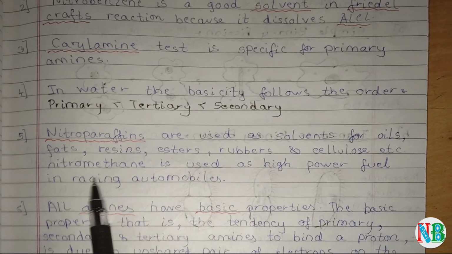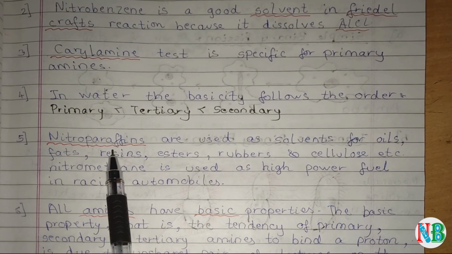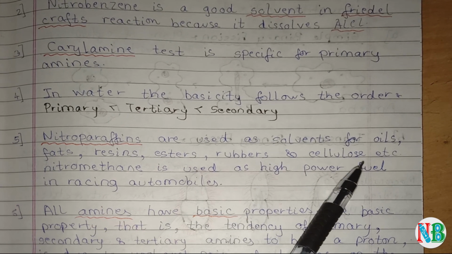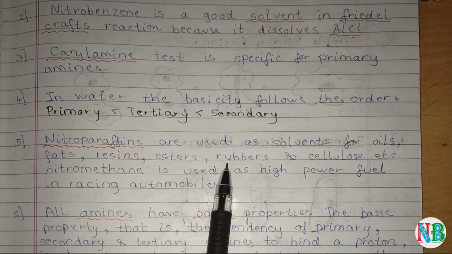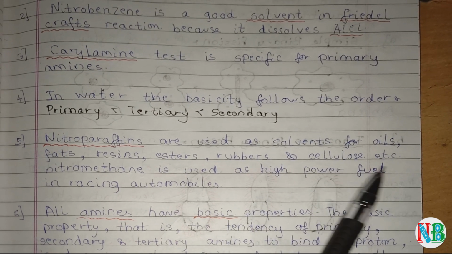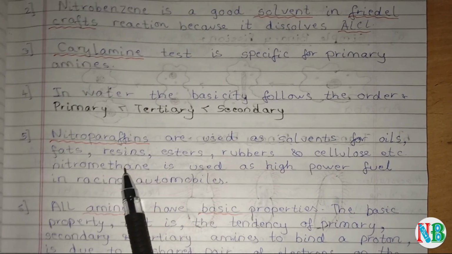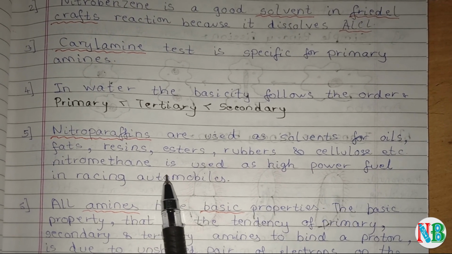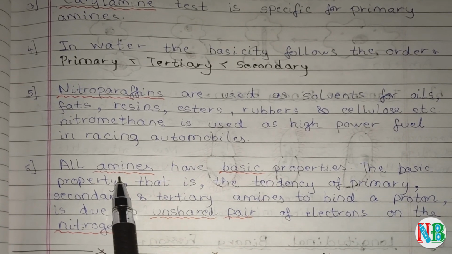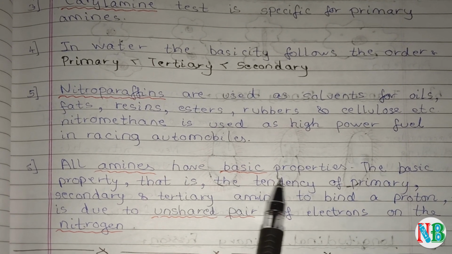Fifth, nitroparaffins are used as solvents for oils, fats, resins, esters, rubbers, and cellulose, etc. Nitromethane is used as high power fuel in racing automobiles. Sixth, all amines have basic properties.